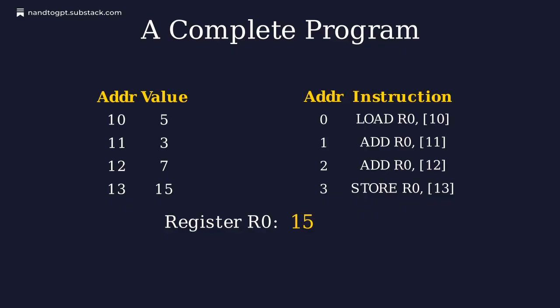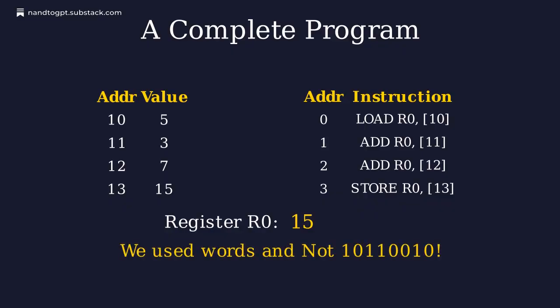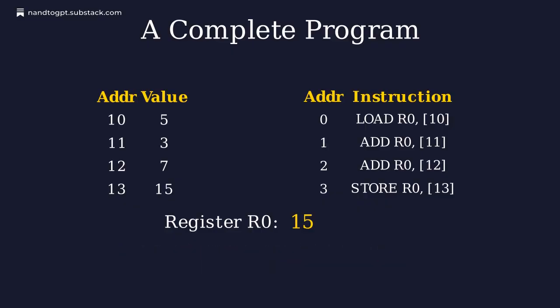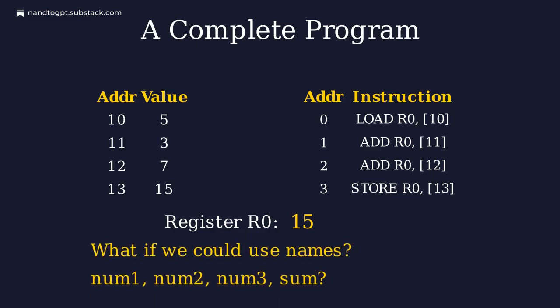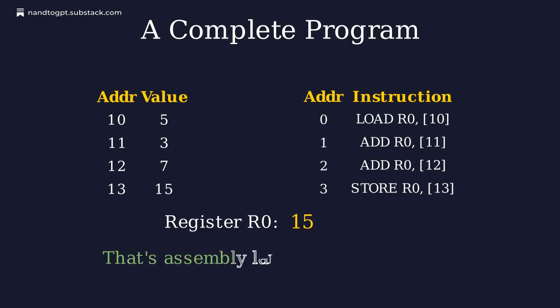But notice something. We've been cheating a little. We wrote load, add, store, not actual binary ones and zeros. And what if we could also use names for addresses too? Call them num1, num2, num3, and sum. This shorthand we've been using, that's assembly language. And that's where we're headed next.